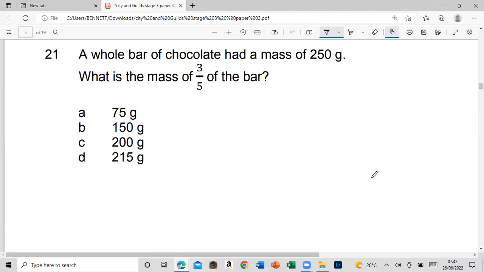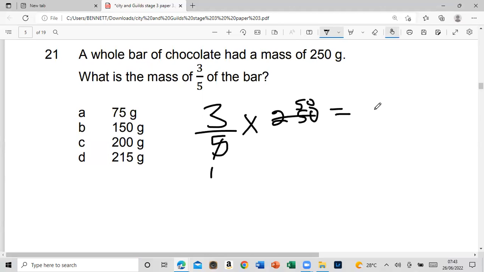A whole bar of chocolate had a mass of 250 grams. What is the mass of 3/5 of the bar? All right, so it's only one 3/5. So it's a fraction of it. All right, so it ends with 0, so 5 can go there, right? So that's 50. And that 3 times that 1. So that's B. All right, so let's move on to 22.